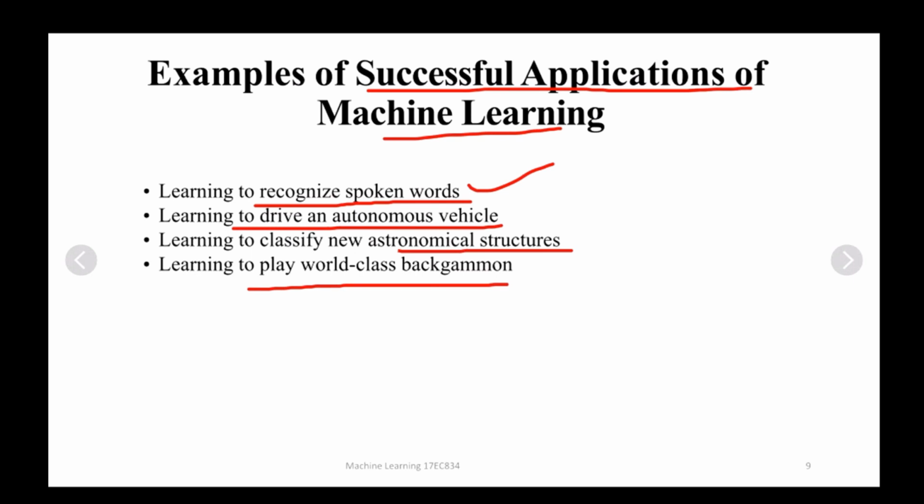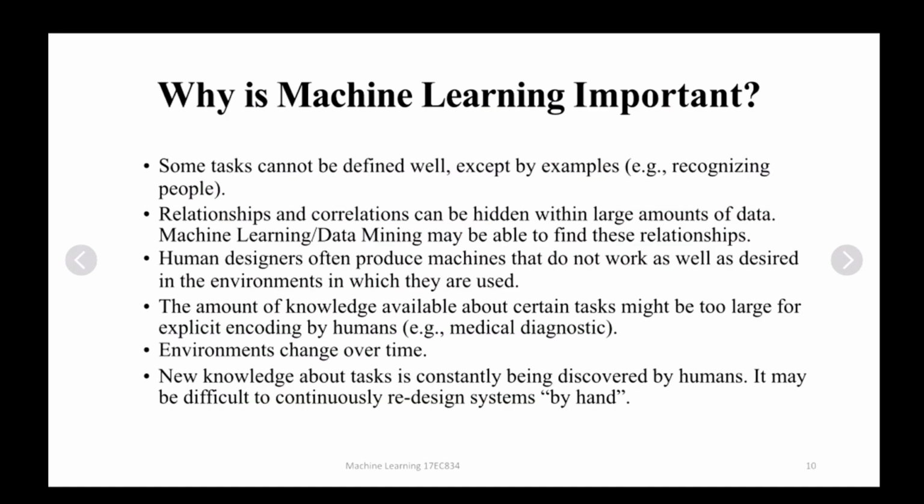By the end of this course, you will be in a situation to identify where you can bring machine learning in order to improve that particular area or domain. Okay, right. Why is machine learning important? Very important. Why is it important? Some tasks cannot be defined well except by examples. So this is where machine learning is important.